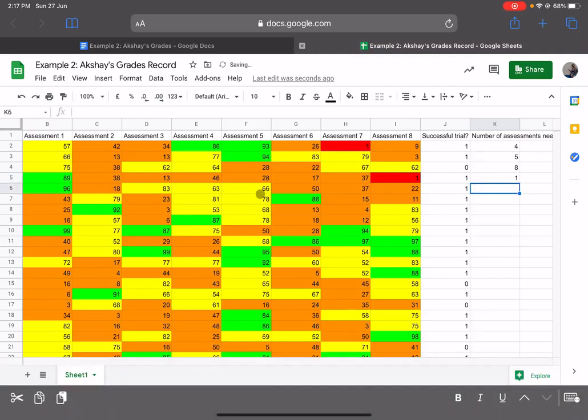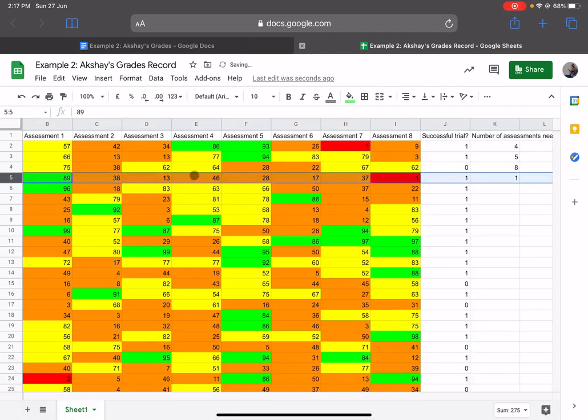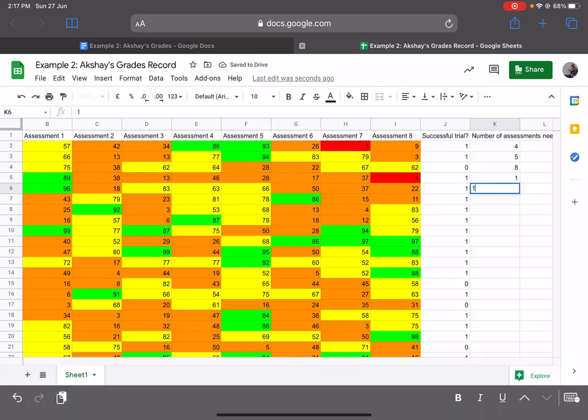So again, this is just a simulation. This is just us running some numbers to see what we think will happen. So on this time that we ran the numbers, he got excellence on the first assessment. On the next one, he got excellence on the first assessment as well, so we put a 1 there because he only needed to do 1 assessment. He got that excellence grade.